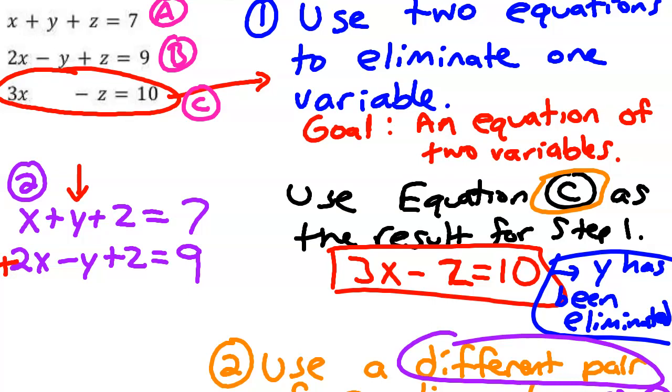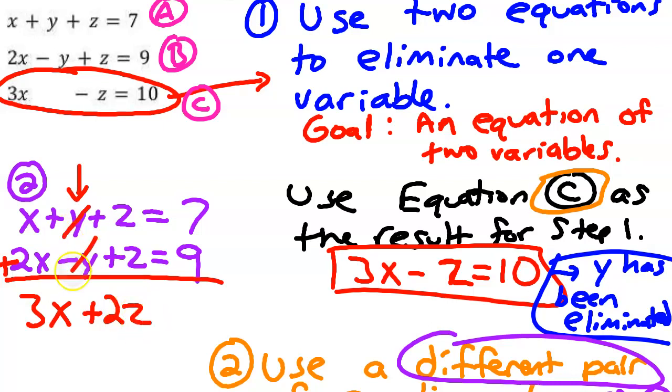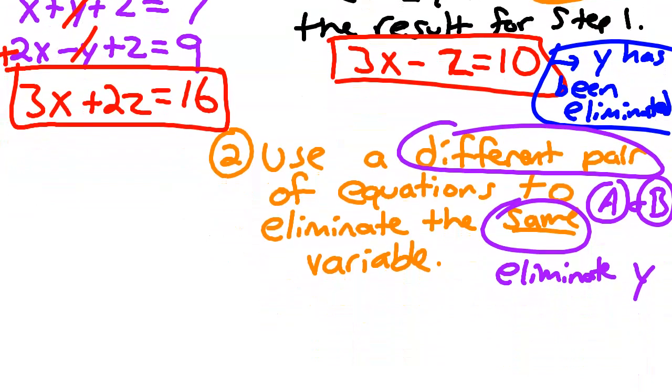Apologize for that. We are going to add these two equations together because the y's are already set up to cancel out. And what we end up with is 3x plus 2z, the y's cancel out, equals 16. So that is the outcome from step 2, and it meets our goal of having a second equation with the same two variables as the first equation from step 1. So that's the goal here.